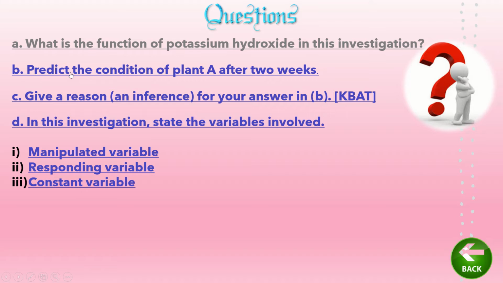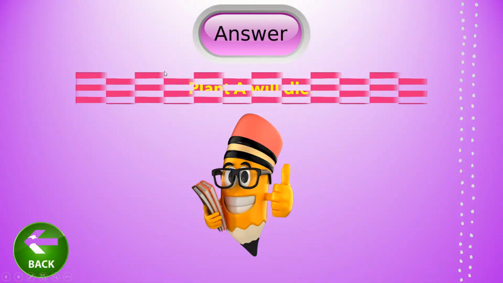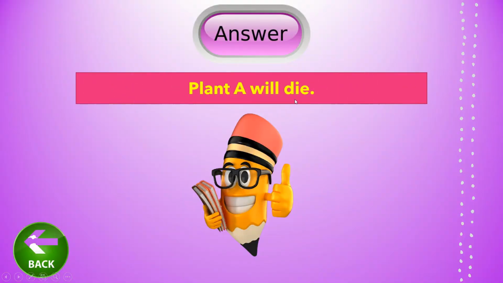Question B. Predict the condition of plant A after 2 weeks. As we know, a plant needs carbon dioxide to stay alive. That is the basic need of a plant. So your prediction, what will happen to plant A after 2 weeks if there is no air? This is just a prediction only. Sure, let's look at the answer. Plant A will die, because there is no air.